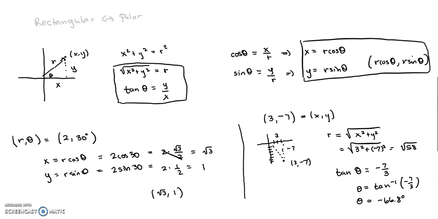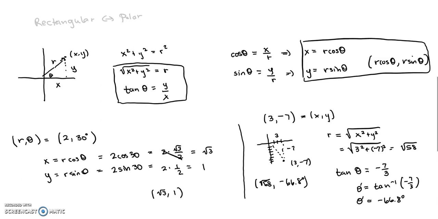Now, when you do this, you've got to remember that your calculator is actually giving you a reference angle, and you've got to decide if that's the angle that you actually need. So negative 66.8 is a negative angle, and that does put us in the fourth quadrant, and that matches our picture, that matches our rectangular coordinate. So we can use this one. We can use square root of 58, negative 66.8 degrees.